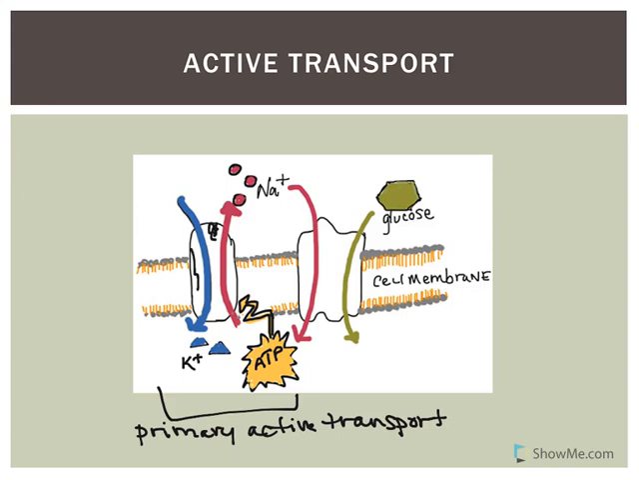It directly breaks down ATP, and it uses that breakdown of ATP to supply energy to move things against a concentration gradient. This example is showing you the sodium-potassium ATPase, sometimes referred to as the sodium-potassium pump, which is very important in maintaining membrane potentials, and we'll talk about it at a later time.